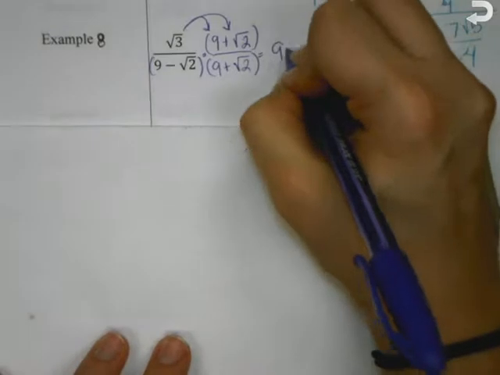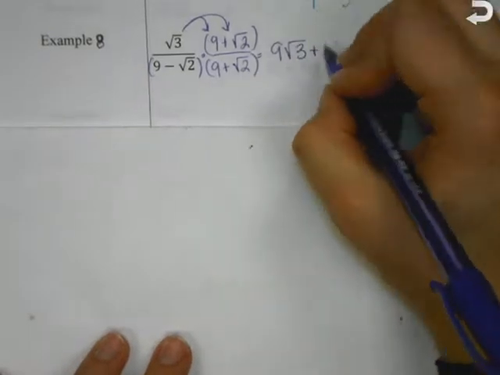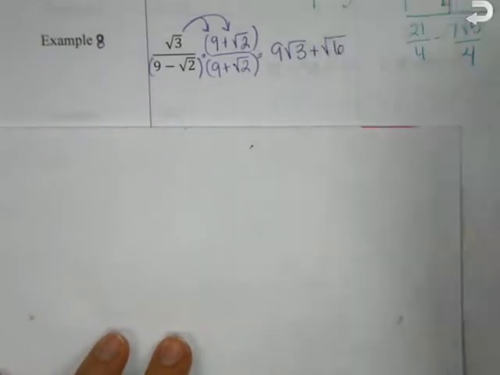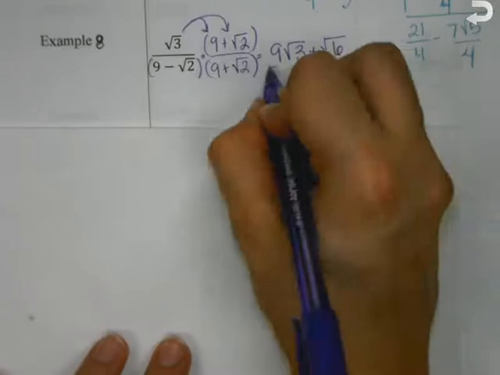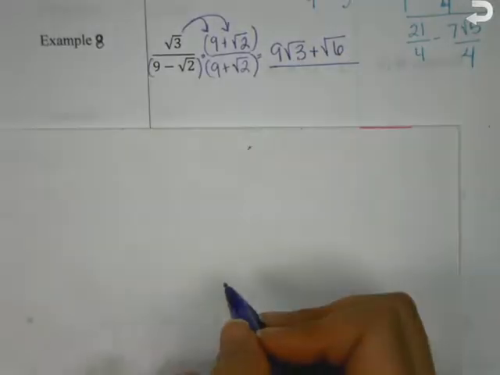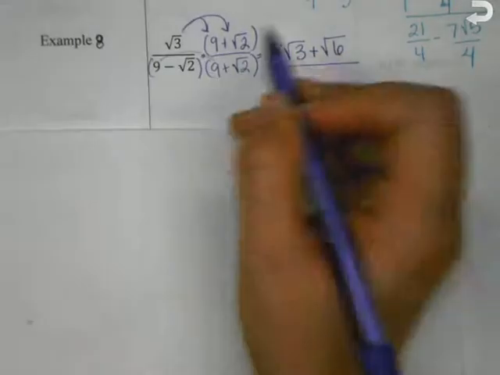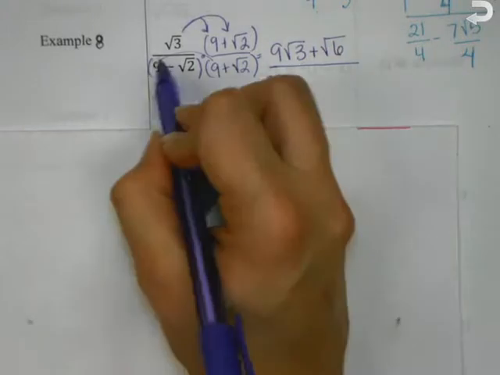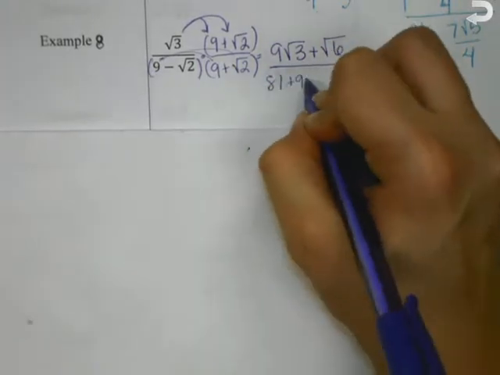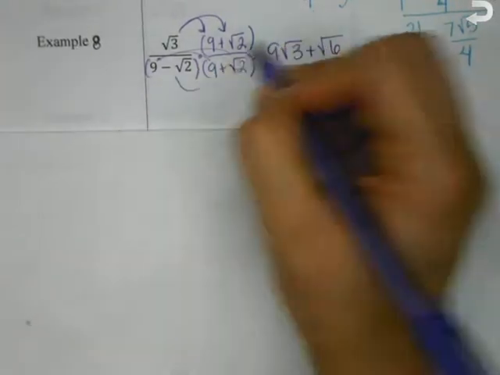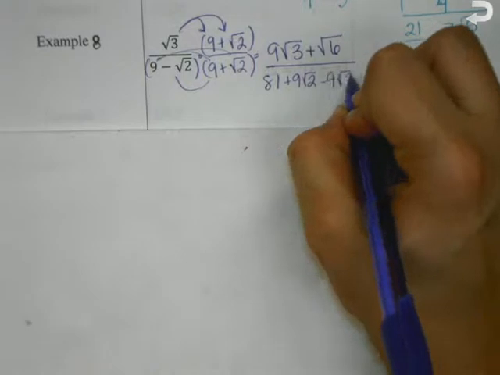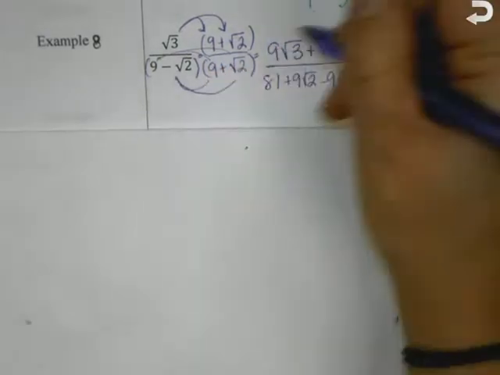All over. Did anybody use box instead of foil this time? I did. Okay. 9 times 9 gives me 81. Plus 9 root 2. Minus 9 root 2. And then negative root 2 times positive root 2 gives me negative root 4.